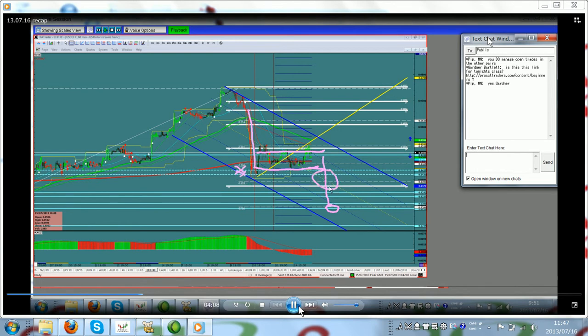Our next target is the S5 down here. And then when we break that, you're going to have a lot of trouble getting through this mess right down through here.